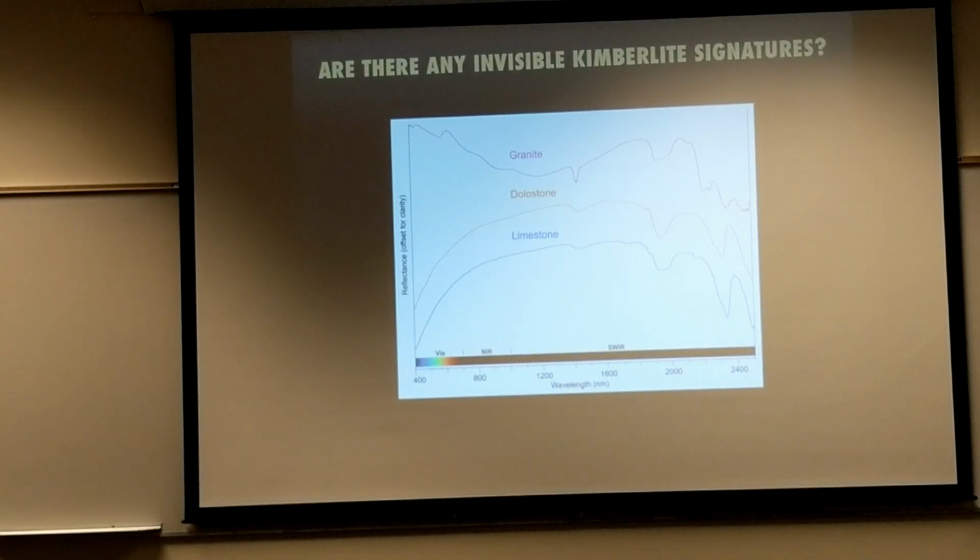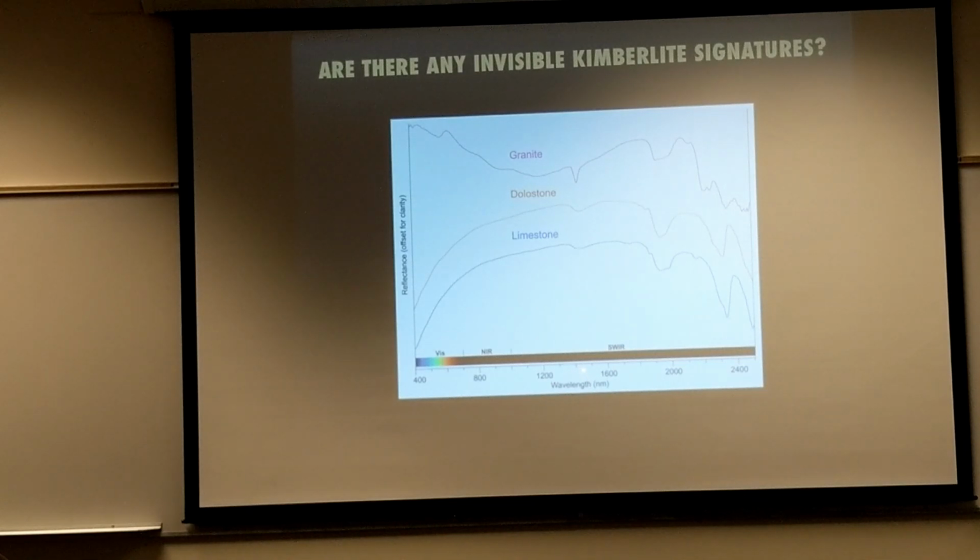So when we look for invisible kimberlite signatures, we're looking for hydration. We're looking for a granite spectrum that has more water in it than a granite spectrum that has less water. So we're looking to see if there's a different amount of water, different type of water in the granite spectrum. We're not looking to find new minerals in the granite, we're just looking to see if that granite is hydrated. And it's the same with the dolostone and limestone.